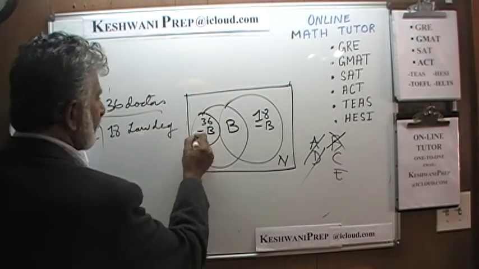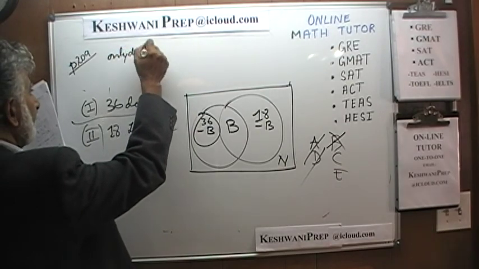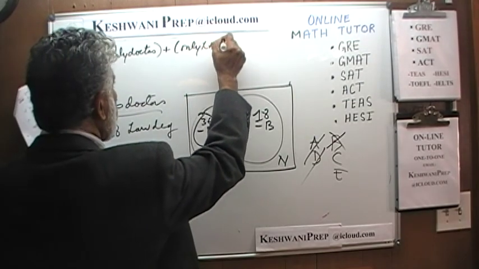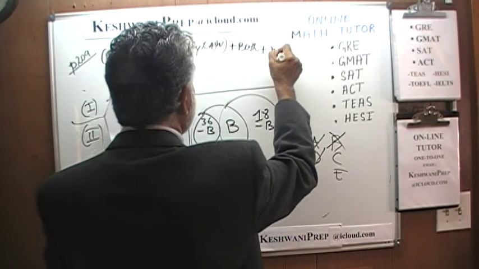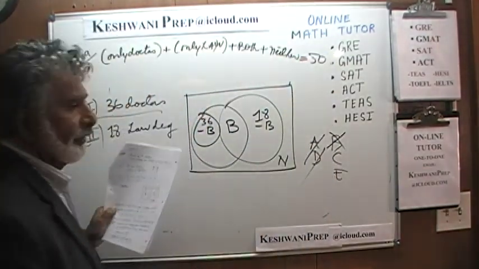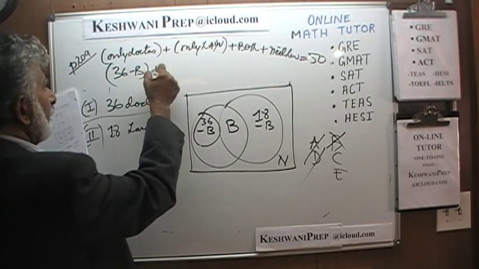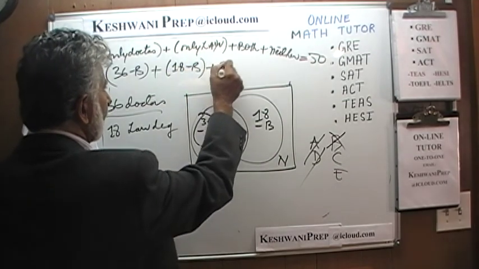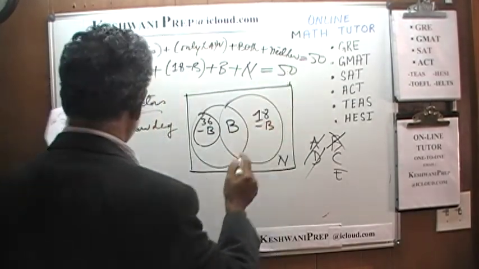So, this is 36 minus B, which is people who are only doctors. People who only have a law degree, people who are both, people who are neither. And all of those have to add up to 50. People who are only doctors is 36 minus B. People who only have a law degree is 18 minus B. People who have both of those degrees, that's B. And people who are neither, we're calling it N. And that has to equal 50.